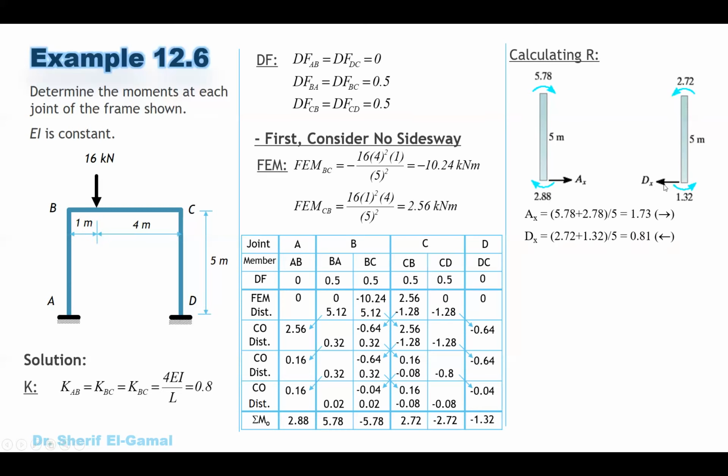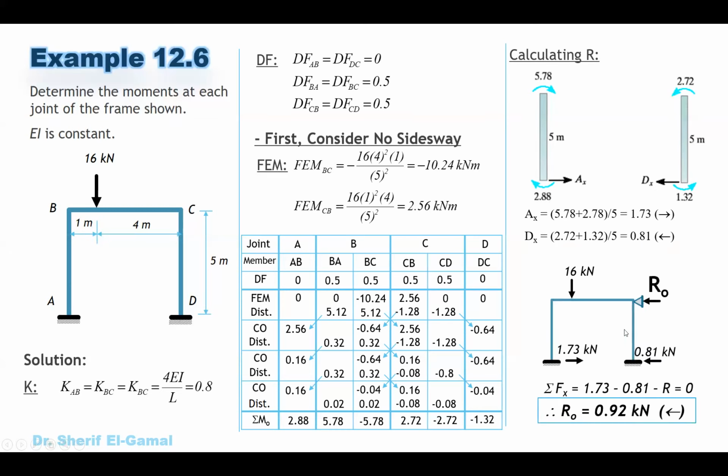Once we calculated AX and DX, now we have to draw the whole frame. Okay, this is the frame. Assume the horizontal reactions that you don't know here are R sub-zero. Add all external loads. You have a load here. You don't have any horizontal loads, but in other cases, if you have horizontal loads, you should add them in your calculation because this will affect the R sub-zero.